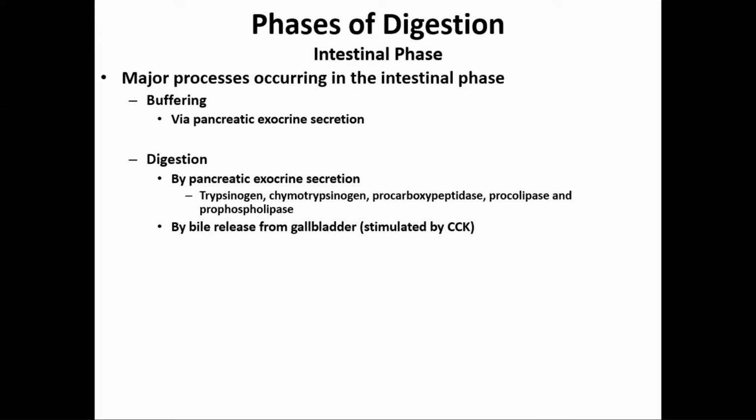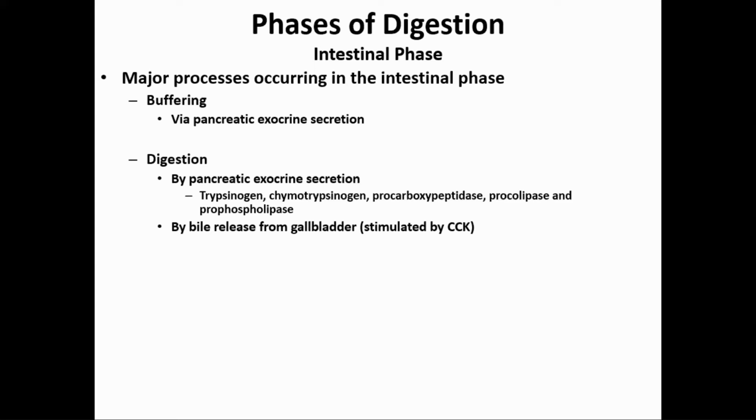Remember these two things, right? Cholecystokinin causes pancreatic secretion which is rich in enzymes, whereas secretin causes pancreatic secretion which is rich in bicarbonate.